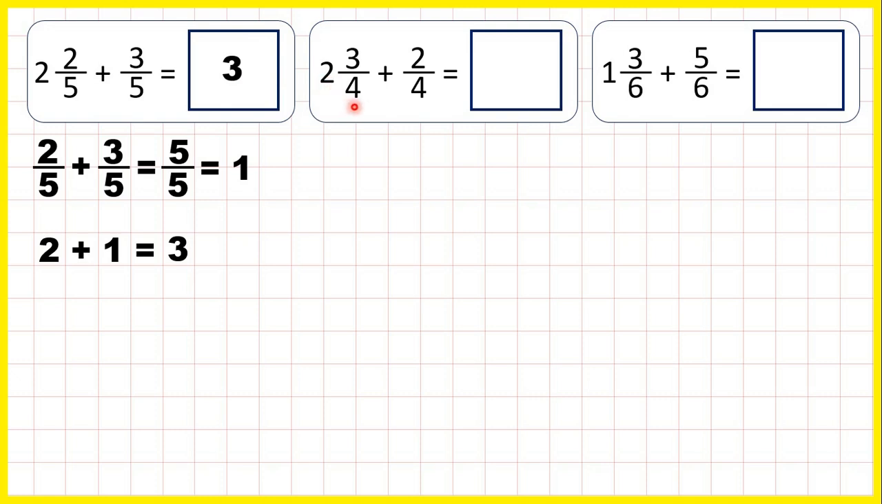Now 2 3/4 plus 2/4. So let's add the fractions together. We have a common denominator, so the denominator stays the same in our answer, and 3 plus 2 is 5.